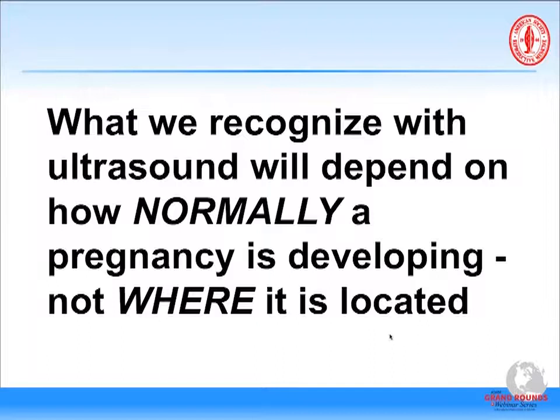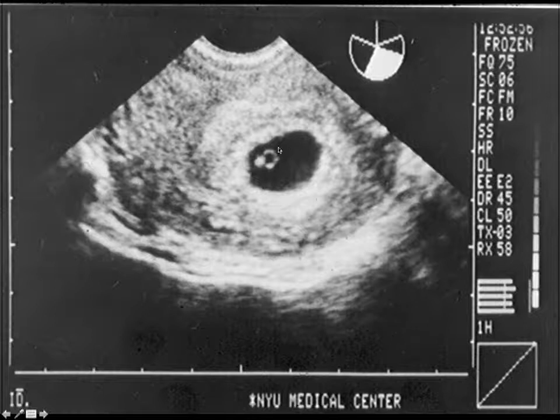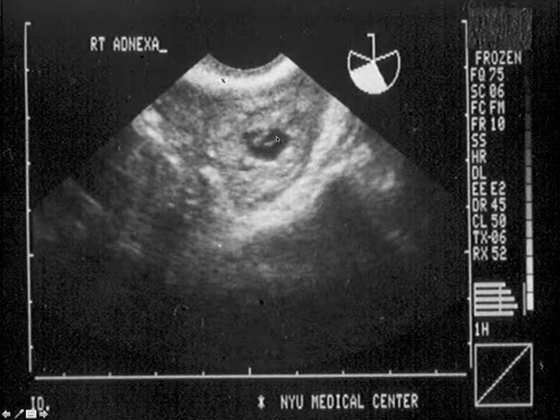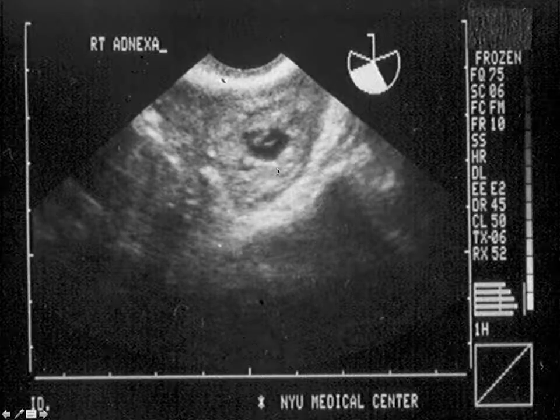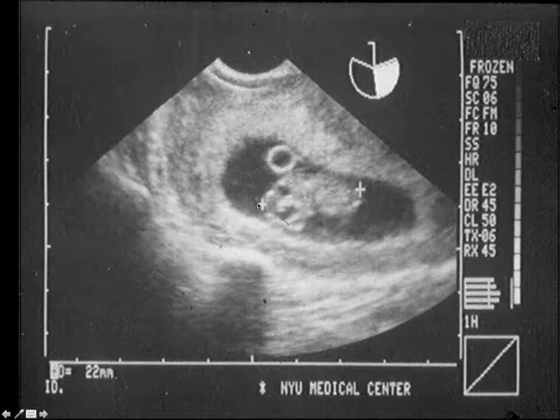And finally, as long as we're talking about pregnancies and their location, my final pearl, and I alluded to this, what we recognize in ultrasound depends on how normal something appears, not where it's located. So here's a beautiful yolk sac with an embryo in the uterus. Here's a beautiful yolk sac with an embryo in the adnexa. Recognize it by its appearance. Here's a 22 millimeter crown rump length in the uterus.